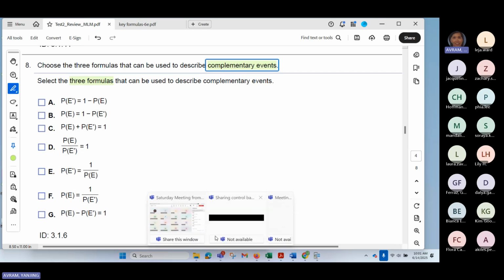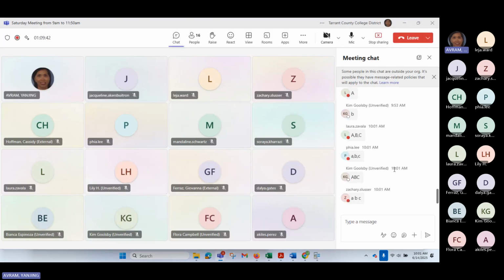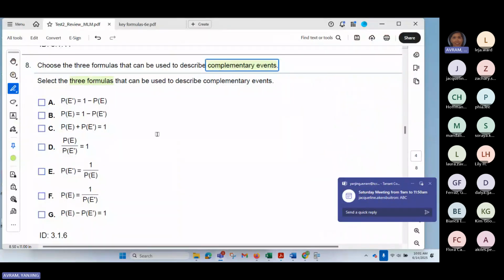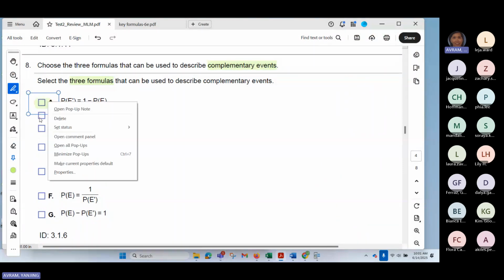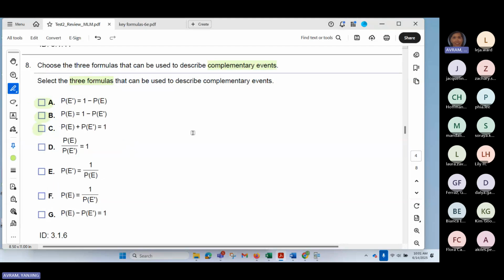Okay, let's check some of the answers. All right, very good. We have ABC, ABC. They are all correct. Yeah, ABC will be the correct answer. Yes, the 3 are A, B, and C, right?